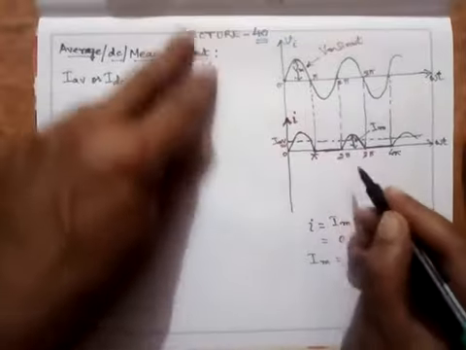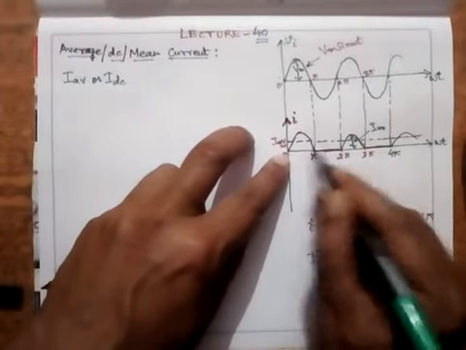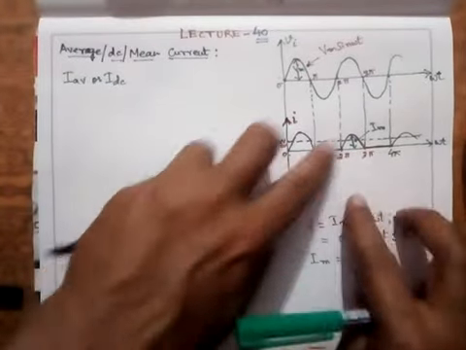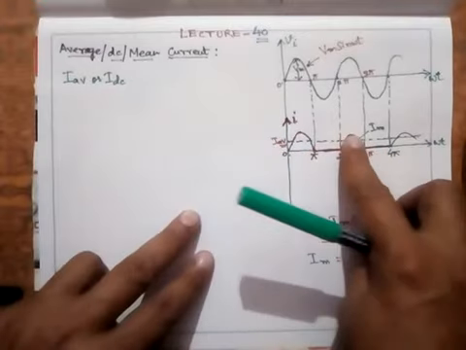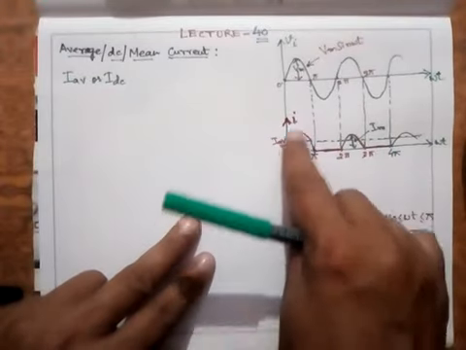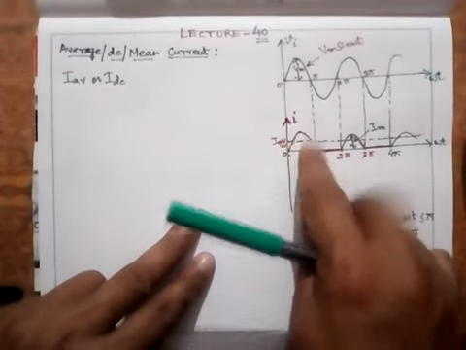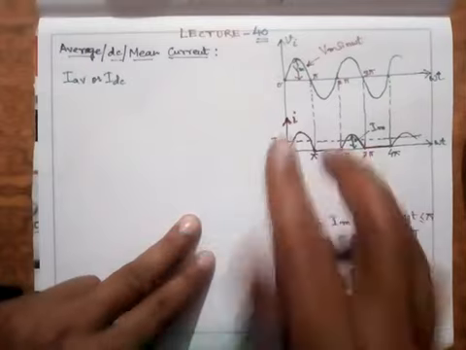With an interval of 2 pi, look at this, 2 pi minus 0. This interval is 2 pi. Then 4 pi minus 2 pi. Again it repeats, so the interval is 2 pi. So what I do, I take the area under this curve divided by the time period of this curve. That is how you find the average.